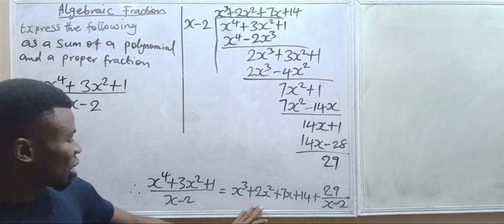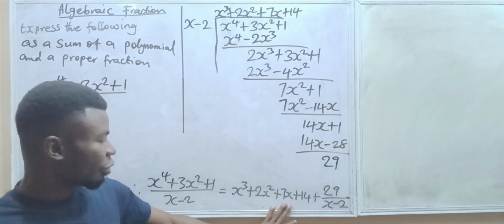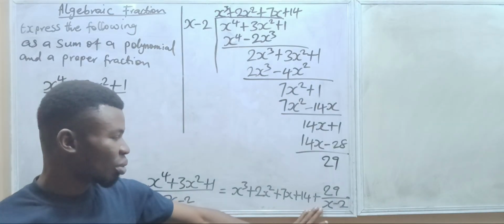So if you notice now, we've expressed this as a sum of a polynomial and a proper fraction.